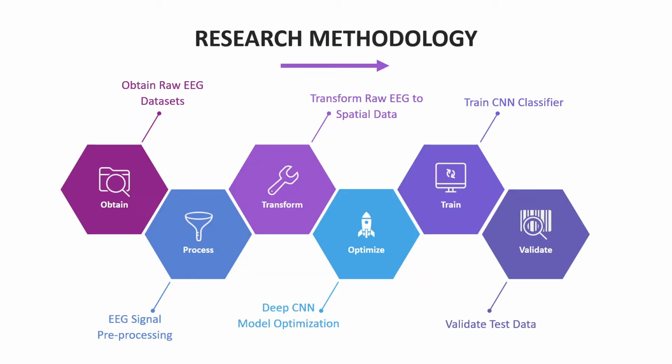For the research methodology, firstly we obtain raw EEG datasets, then we process the EEG signals before transforming the raw EEG data into spatial data. Then we optimize our deep CNN model before training the CNN classifier and validating the test data.